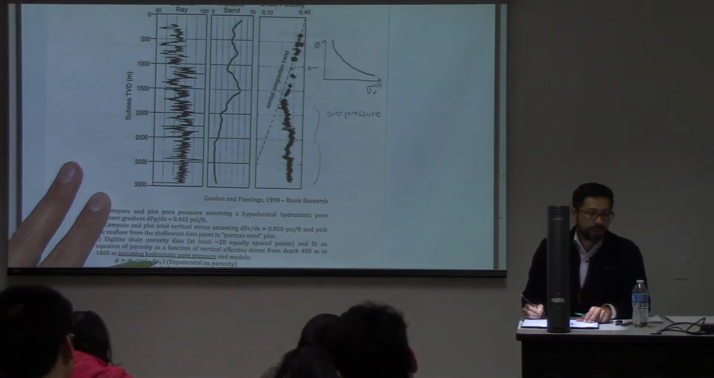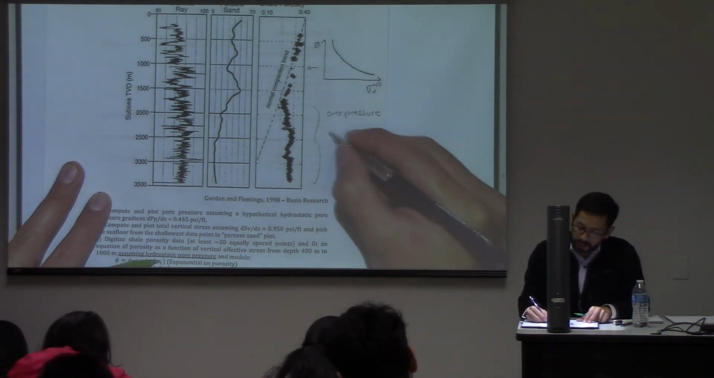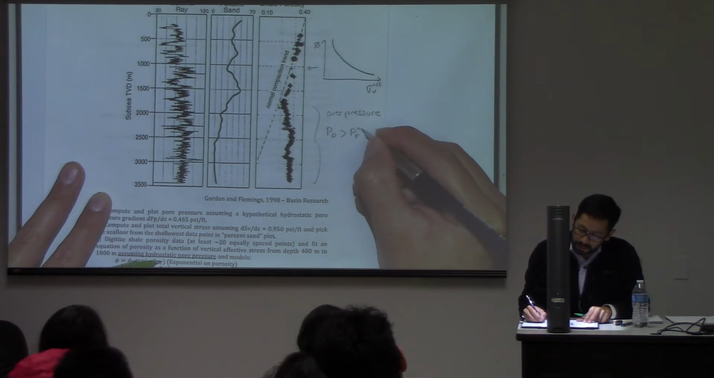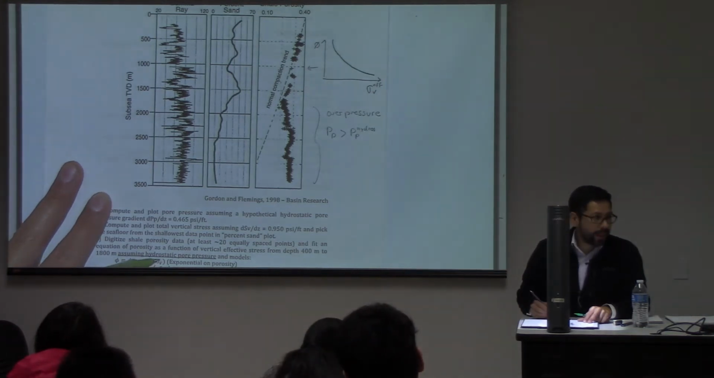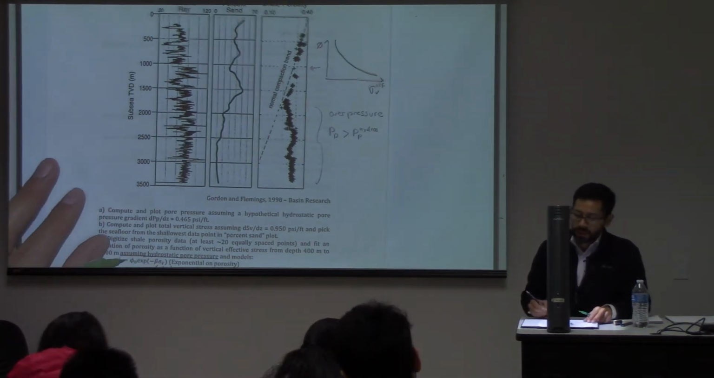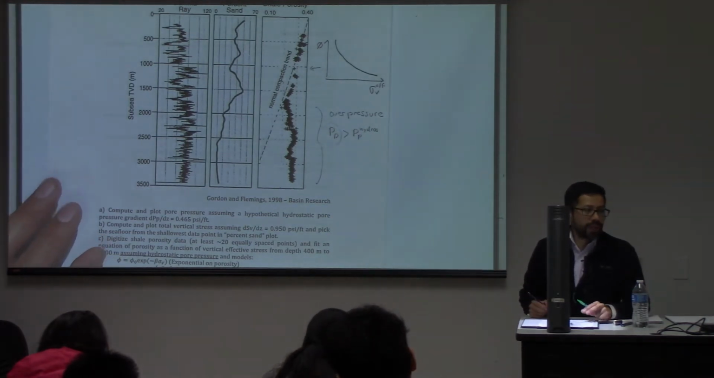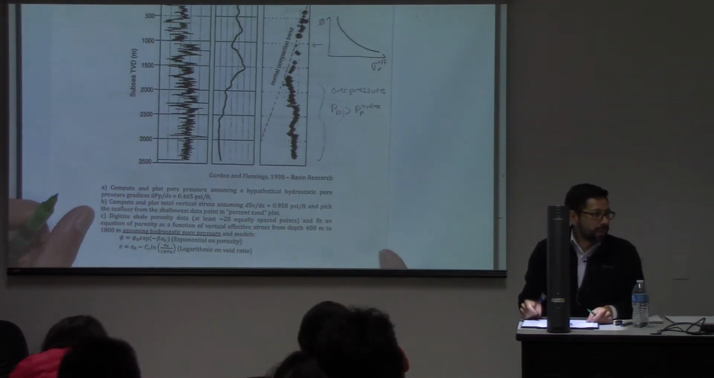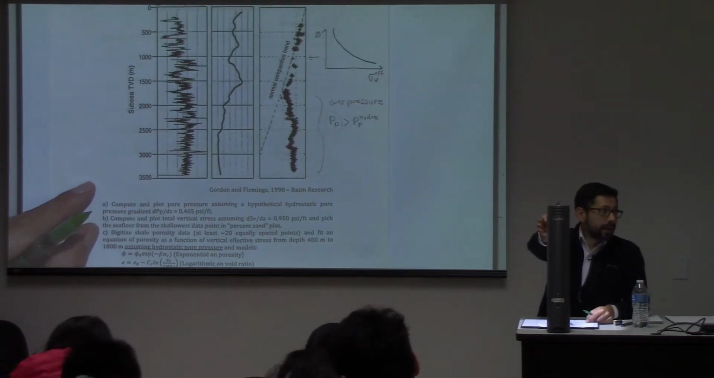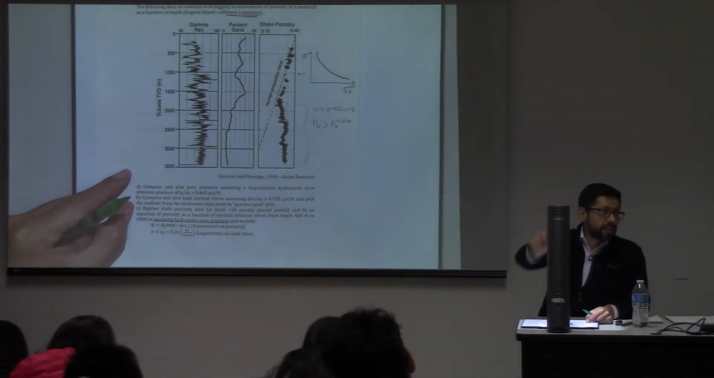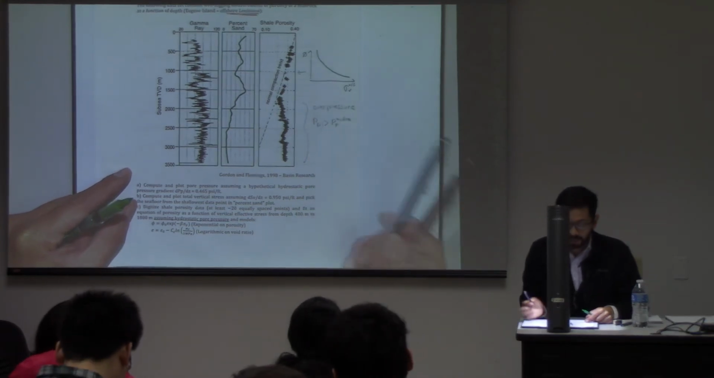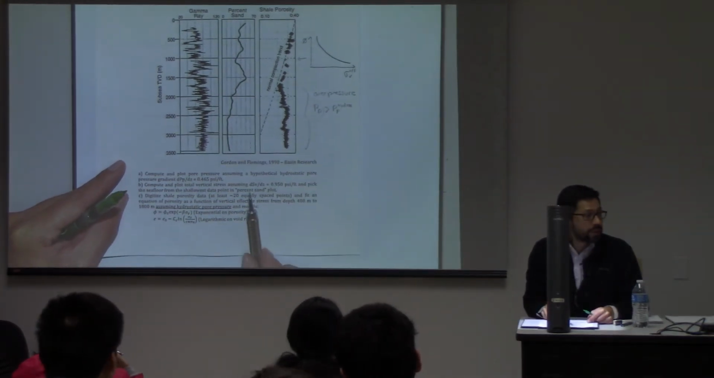And overpressure means that the actual pore pressure is higher than the hydrostatic pore pressure. And this is what I want you to calculate based on these principles. So with all this data, you're going to have to digitize this plot. I'm not going to ask you to digitize everything, okay? But at least about 20 points.